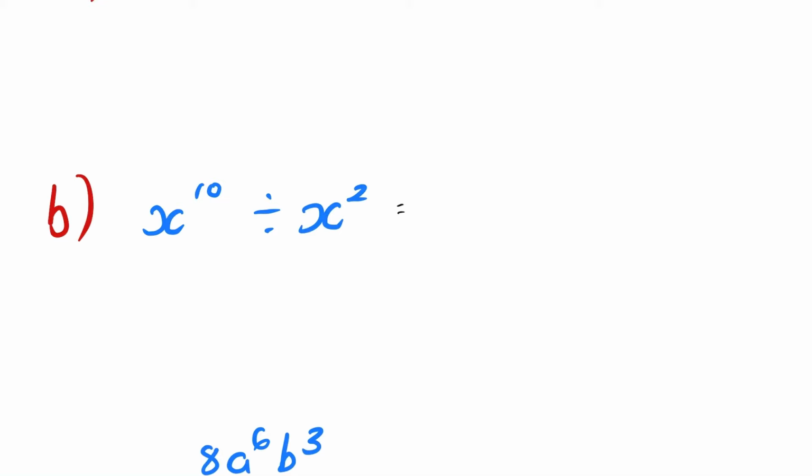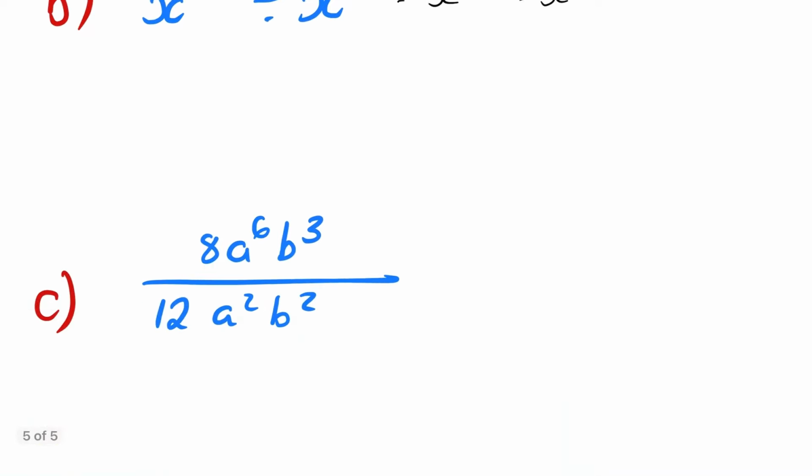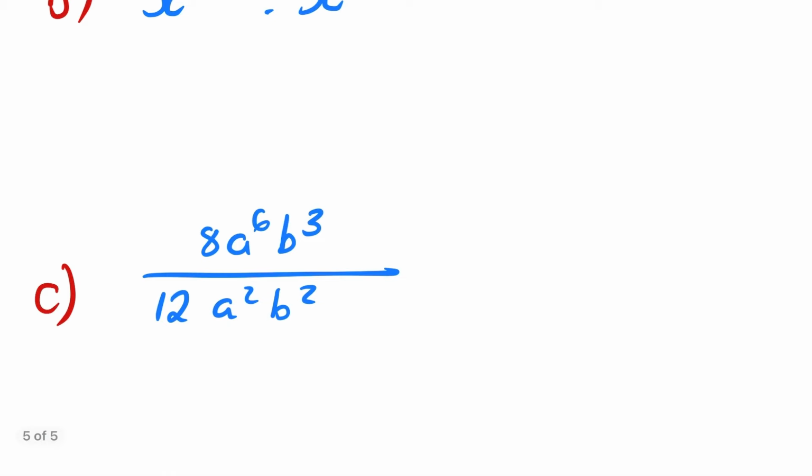So if we go here, we've got x to the power of 10 divided by x to the power of 2. Our base is that x. Keep that x. 10 take away 2. So we end up with x to the 8. Now, that's pretty straightforward. Now, here's another one, and I'm going to add another one on top of this.